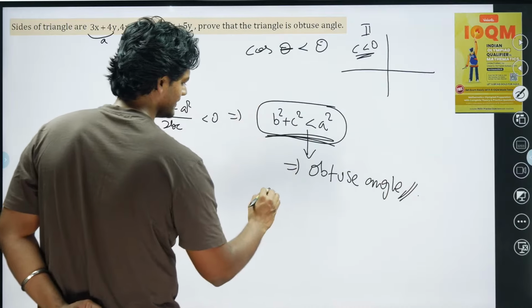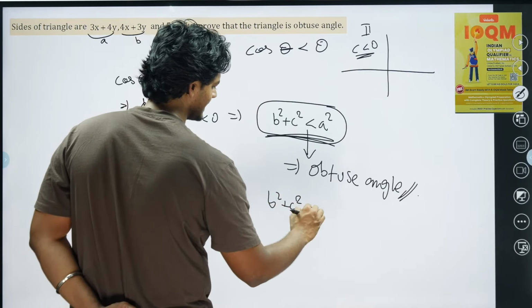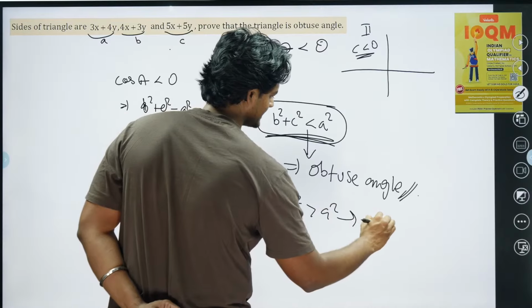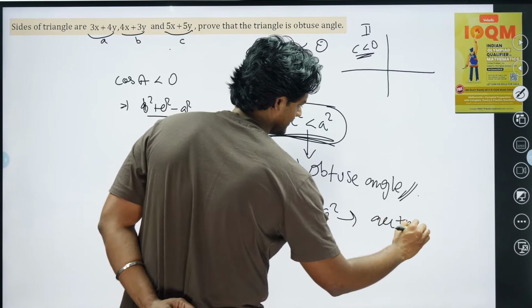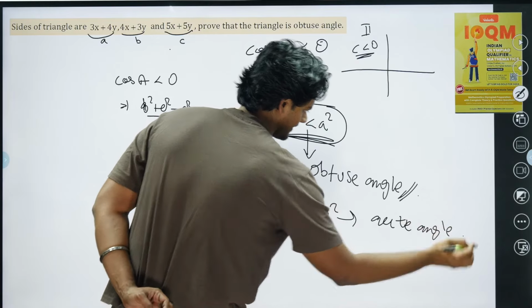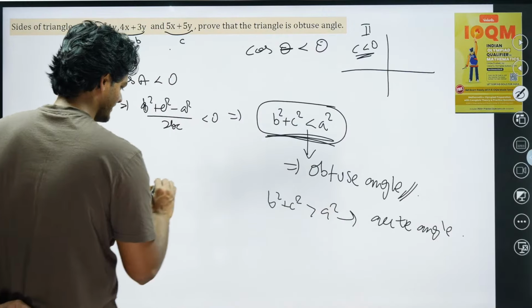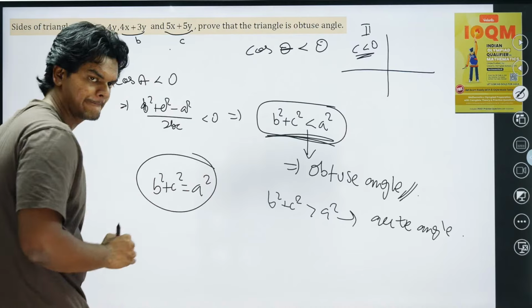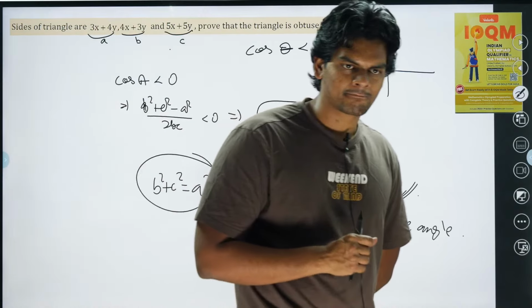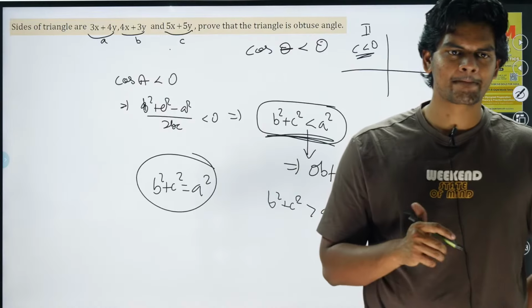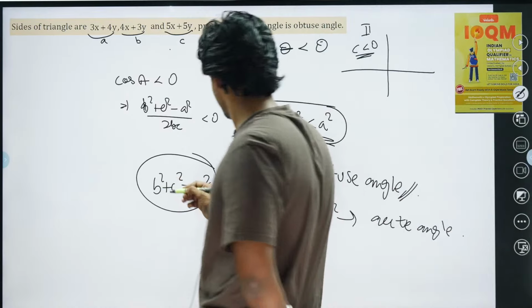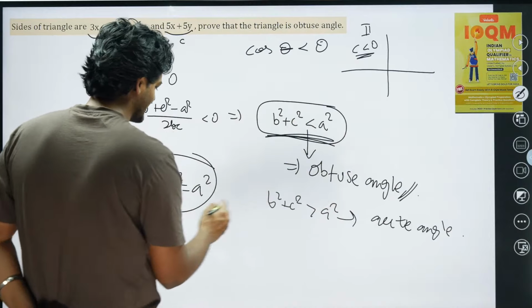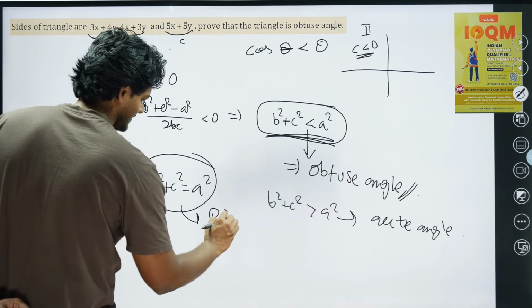In fact, you know what? If B square plus C square is greater than A square, it implies an acute angle. You know what more? If B square plus C square is equal to A square, what does it tell me? Neither obtuse nor acute, right.